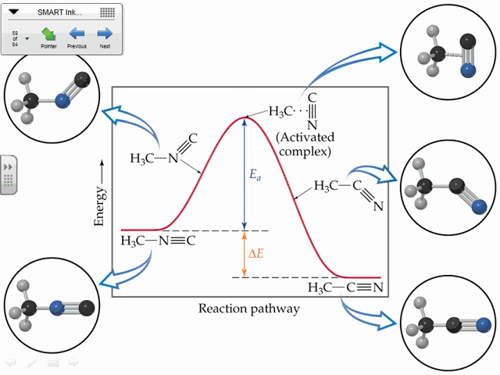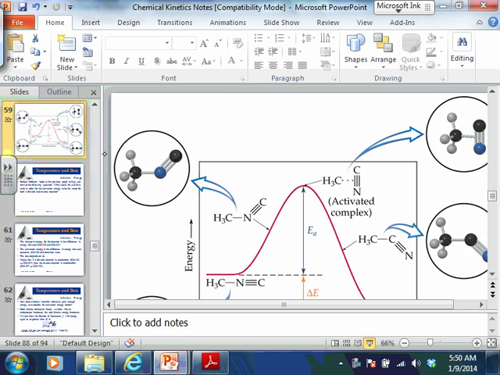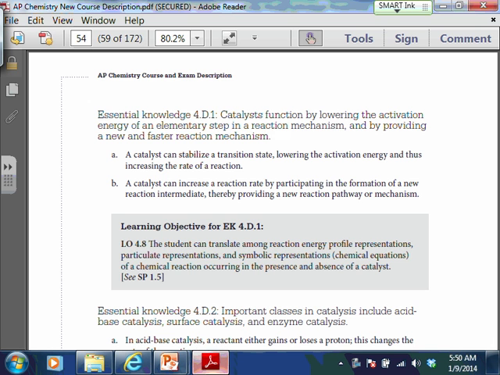Now, the other way this can occur, catalysts can also participate in the formation of a new reaction intermediate, okay? So it can actually help form a different intermediate. In other words, it provides a different mechanism, okay? So we talked yesterday about mechanisms and how there are different possibilities sometimes. Well, if the catalyst is there, a lot of times maybe there's a new mechanism possible, okay, that wasn't there before.